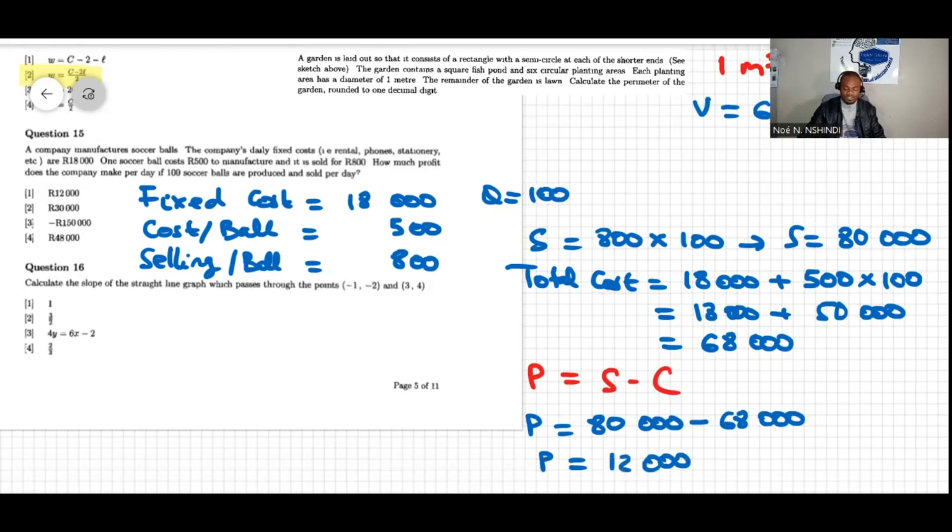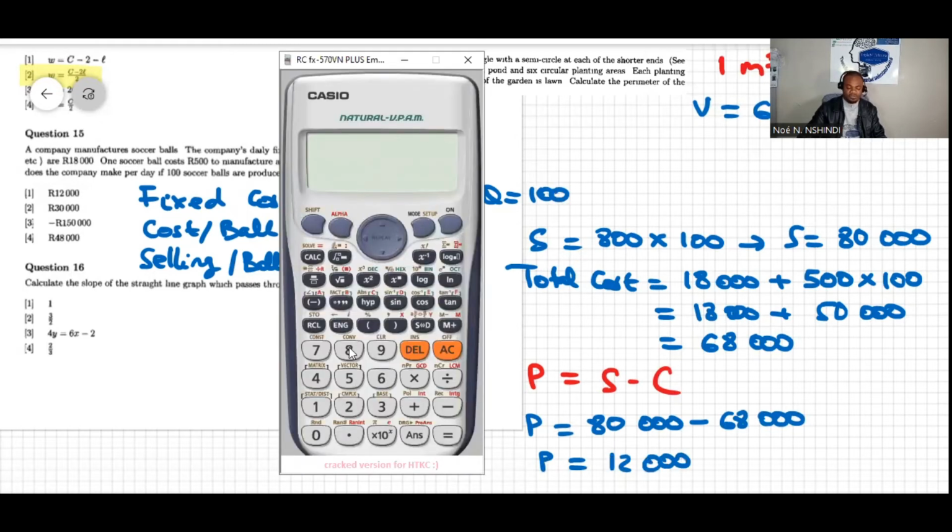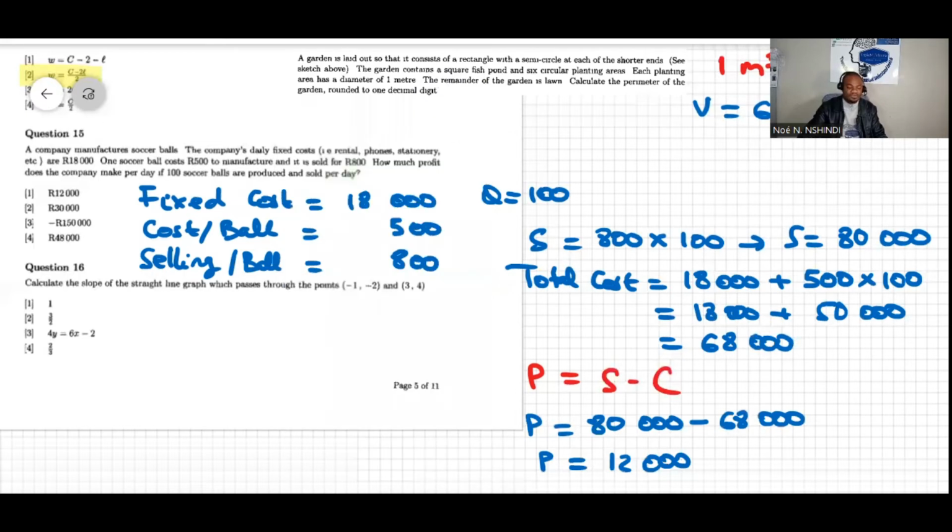If you're unsure, we can just prove it here. If you do 80,000 minus 68,000, this is 12,000. So therefore, this is alternative 1.